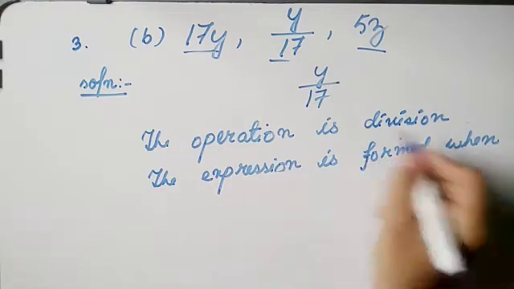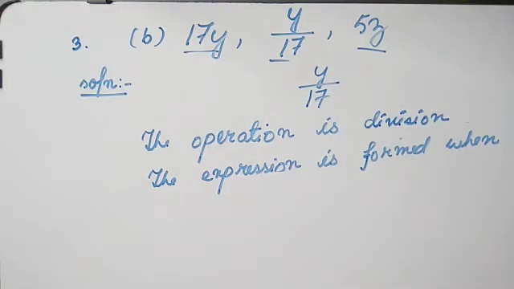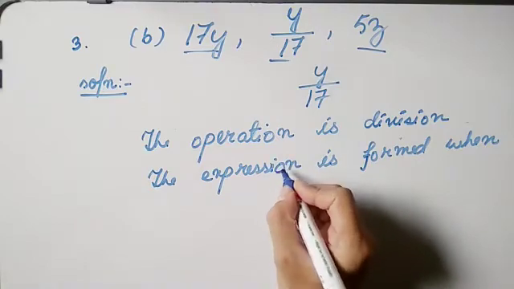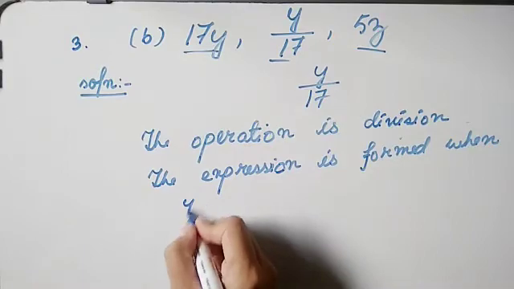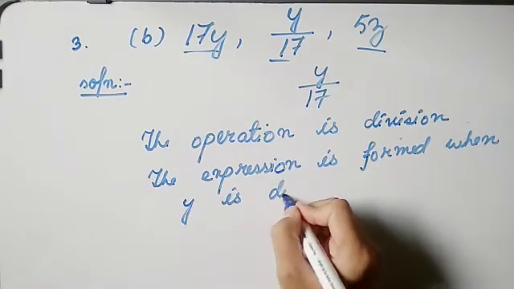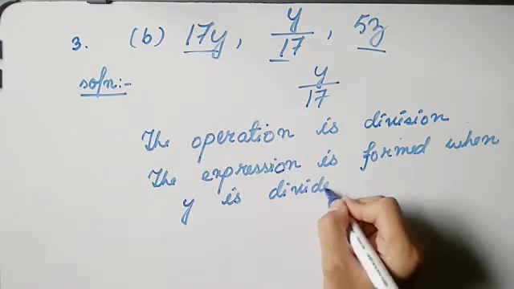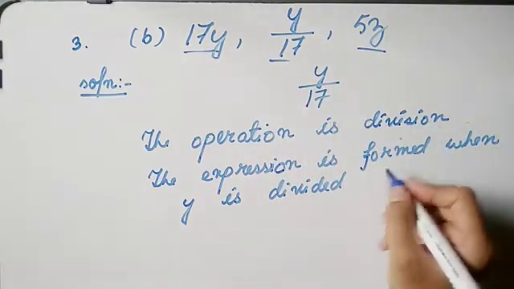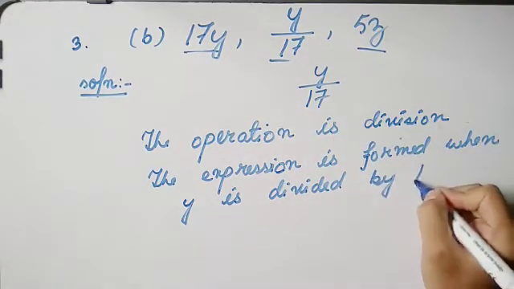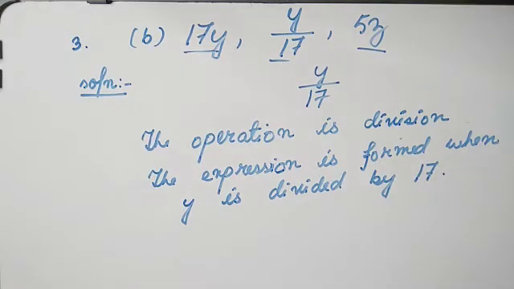Next, how is this expression y by 17 formed? The expression y by 17 is formed when the variable y is divided by 17. Understood, student? Very good. Next, let's try our last expression.